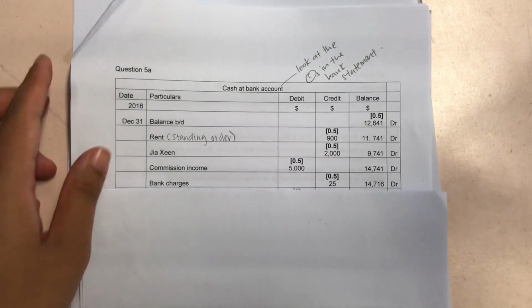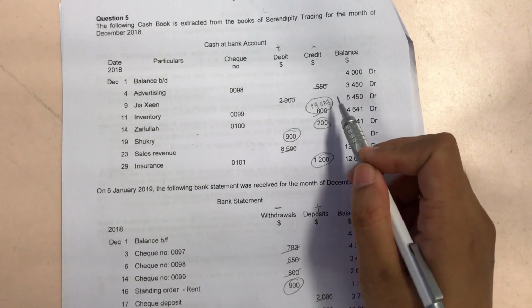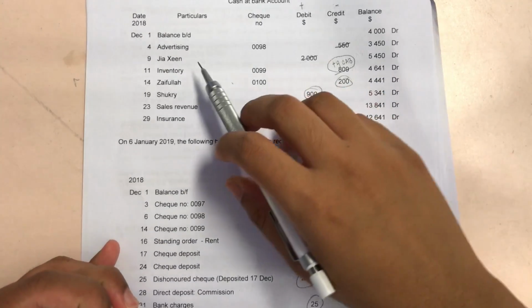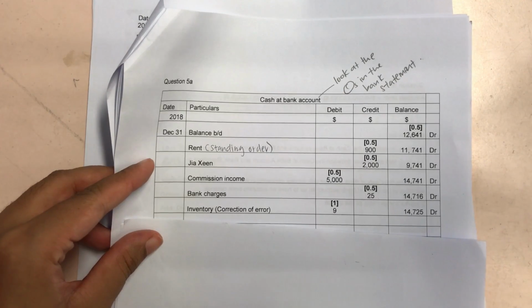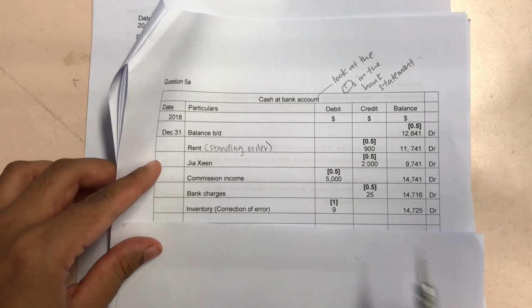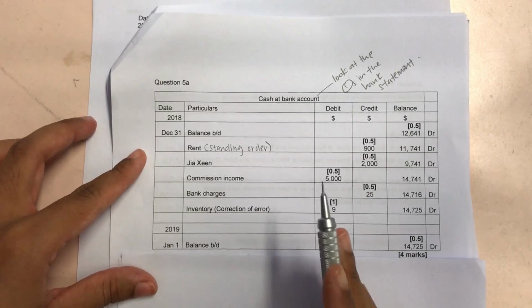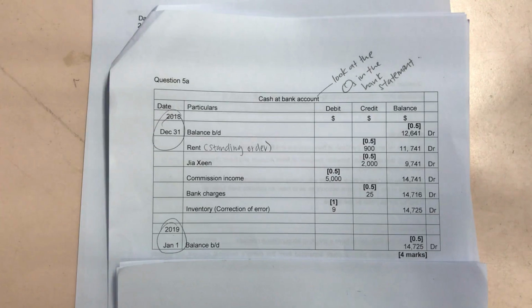And the last entry, don't forget, remember we said that we had to plus back the $9 that we made an error for previously. So what we will do is write down the same account, inventory, bracket, correction of error, and add back the $9. And then you will have balance brought down. So in your updated cash at bank account, you should only be looking at two dates.